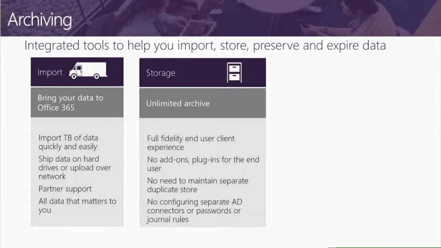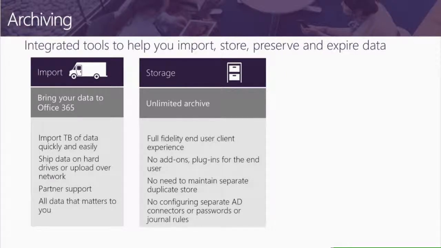The second thing is storage. The reason we waited until we built the import solution was because we wanted to make sure we have a scalable storage solution. And one of the requirements we firmly believe in is the end user should never be impacted by compliance. What that means is you could have unlimited storage, but still have a full fidelity client experience. No plugins, no add-ons, no stubs, no shortcuts, none of that. Because what those do is confuse the user. You have to constantly keep upgrading your versions and Outlook and all that stuff. So we don't want any of that.